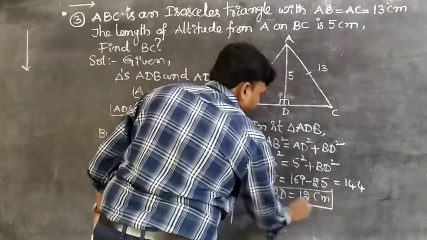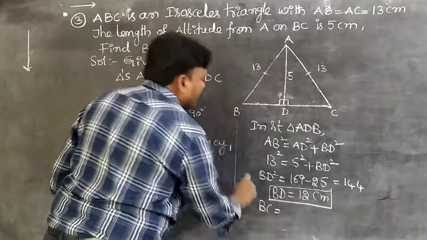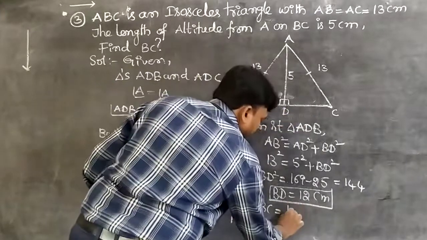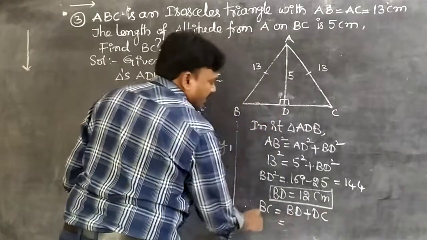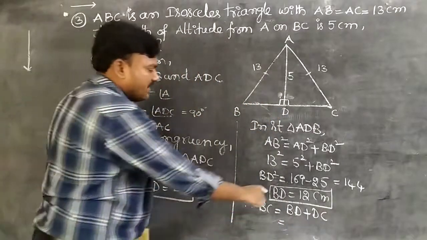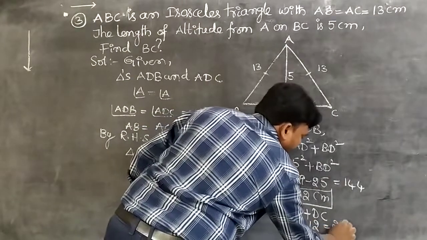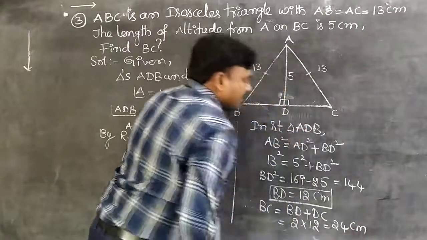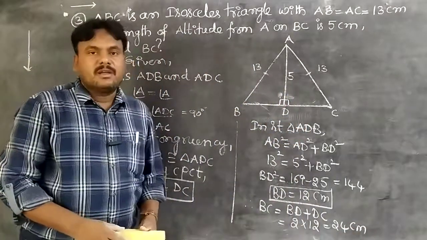Okay, students, then we find the BC value. Therefore, BC equals BD plus DC. Observe that BD equals DC, so it is twice this value. Then 2 into 12 is nothing but 24 centimeters. This is the solution, students. Practice carefully at home, students.